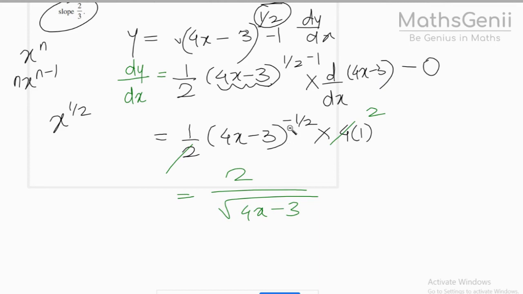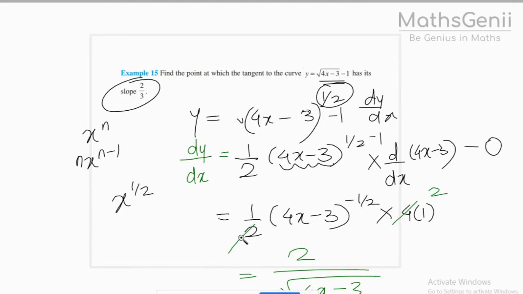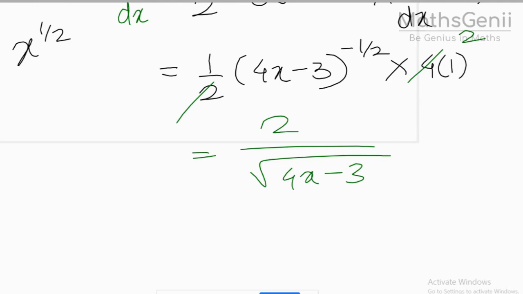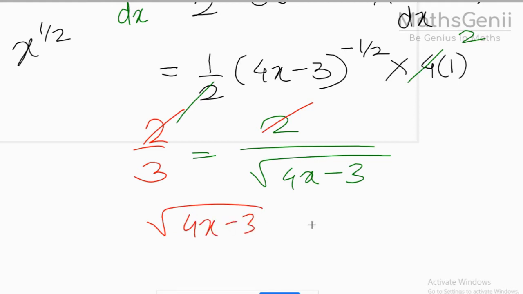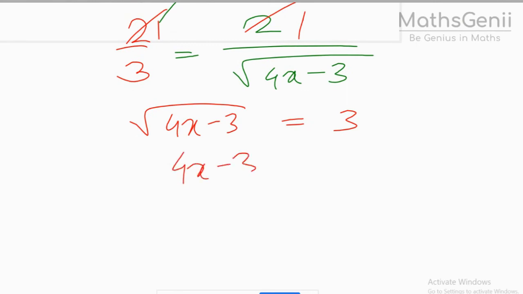So now you got your slope finally, but they have also given one slope in the question. They have given the slope as 2 by 3. So can I compare both these slopes? Of course I can. Now this 2 and this 2 get cancelled. Then if you cross multiply, you will have 1 into 4x minus 3 equals 1 into 3. Then the square root sign goes to that side and becomes a square. 4x is equal to 12, x is equal to 3.